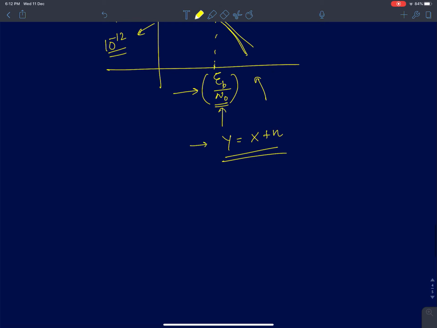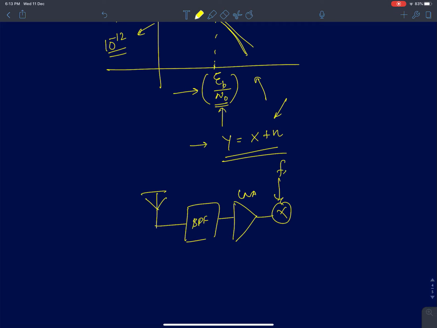Now where does this come from? This is an RF receiver, we are talking about analog signals. In a receiver, the antenna receives the signal, it goes through a band pass filter, then an LNA, a low noise amplifier, then a mixer multiplied by the carrier. What I am drawing here is a zero IF receiver, meaning there is only one step for down conversion.